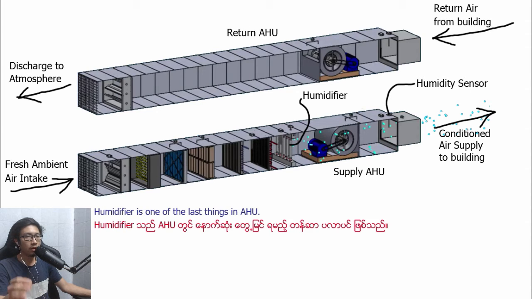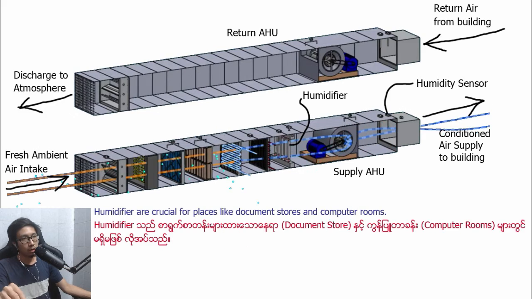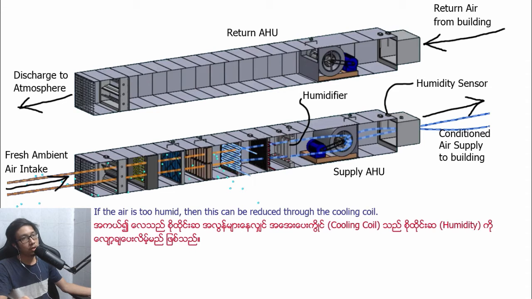Humidifier is one of the last things in the AHU. A humidifier will usually either add steam or a spray of water mist into the air. Humidifiers are crucial for places like document stores and computer rooms. If the air is too humid, then this can be reduced through the cooling coil.